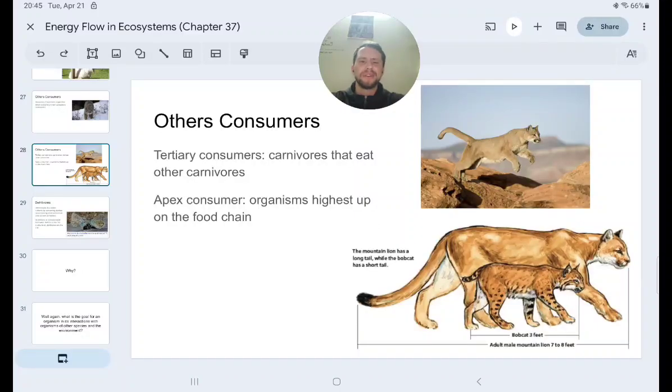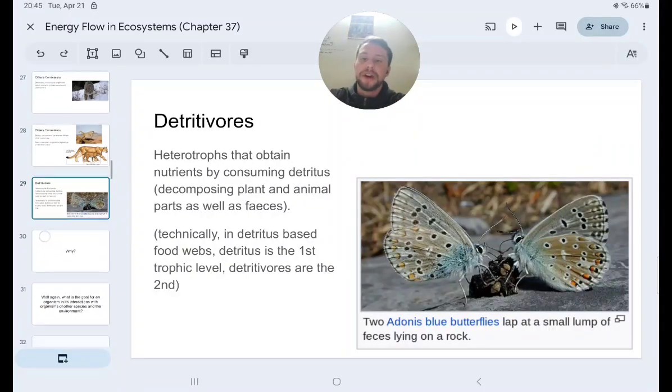So probably, I don't even know if quaternary consumers is a common thing. I could Google that, but I feel like tertiary is probably often the highest it will go because there's just not enough energy getting transferred, which we'll talk about.